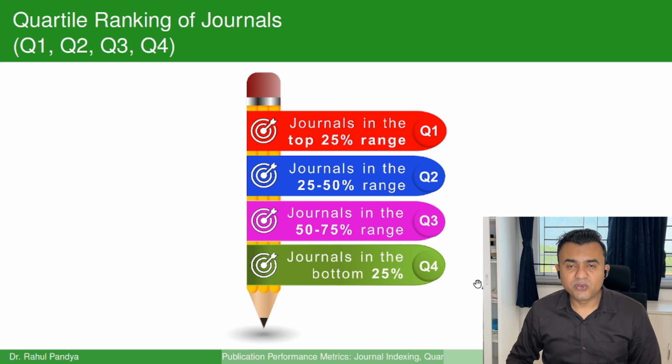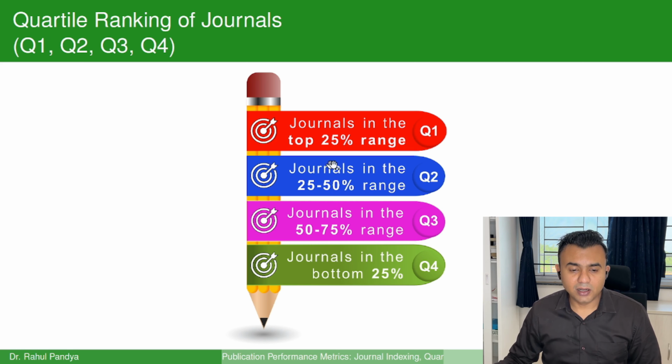So in any field, journals are categorized into 4 quality bands. First is Q1, which includes the top 25% of journals, then the band of 25 to 50%, which is categorized as Q2. Q3 is between 50 to 75%, and Q4 is the last 25% of the journals.